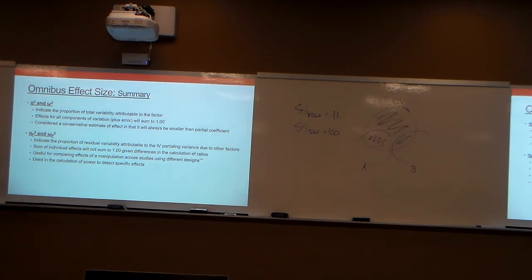But when we get into our repeated measures designs, we're going to have to use a slightly different statistic in terms of something that's going to be comparable. But our eta squared, not our omega squared, well, probably our eta squared is what we're going to be using to calculate power for specific effects. All right. Questions?